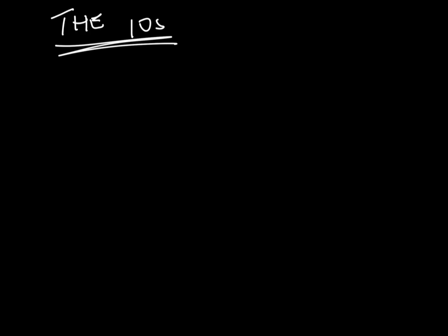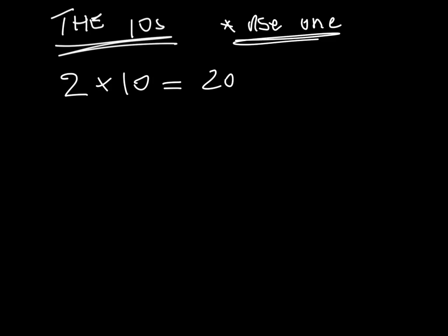All right, back to the tens. Tens should not be a problem for us. If we have 2 times 10, we should probably know that 2 times 10 is pretty easy to figure out. That's 20. Simply, a good way to think about this is that we can use 1 anytime we are going to multiply by 10, because any number by itself is itself.